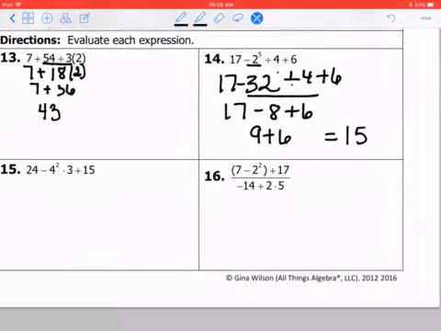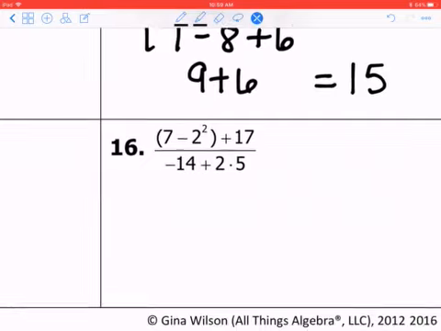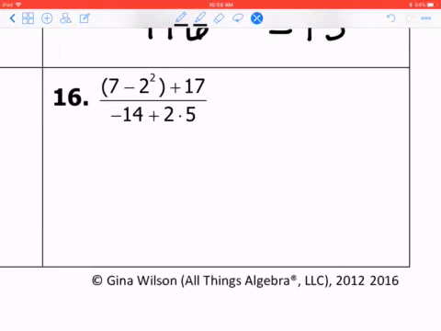Okay. Going down to 16, which looks a little bit more tricky. So let's zoom in so I have enough room. We're going to start in your parentheses, so we're going to start right here. And then within the parentheses, we have to deal first with that 2 as the exponent. So we're going to first do that. I'm going to be cleaning up as we go. So we'll have 7, 2 squared is 4, plus 17.